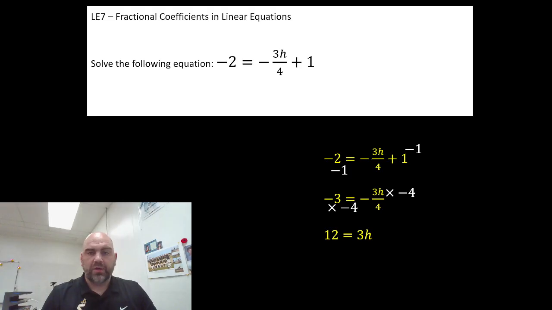At this point, we do our second step in getting rid of the fraction, and we need to divide by the coefficient, which is 3. Okay, so we divide by that, do it to every single term, or in this case, both terms. The 3's are going to cancel out beside the h, and 12 divided by 3 is 4, and so we get an answer of h is equal to 4.